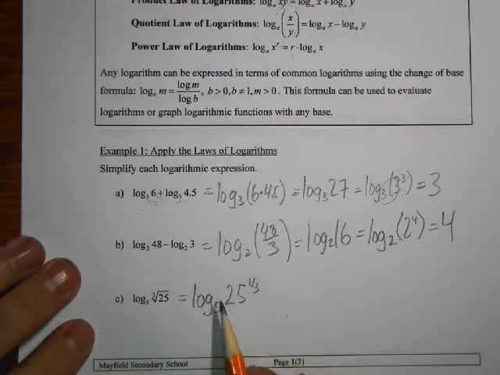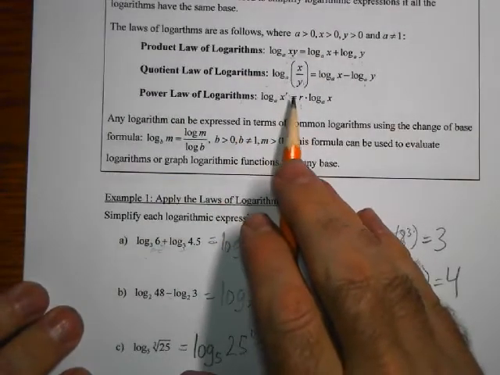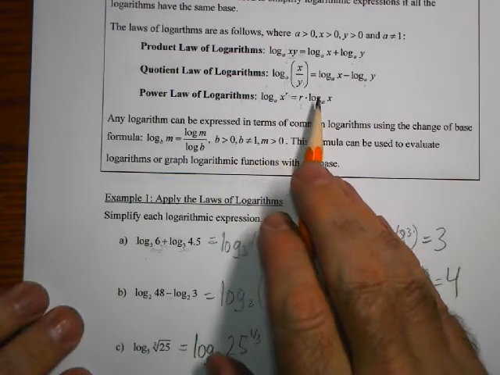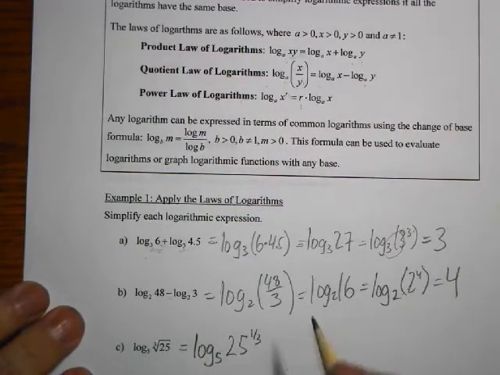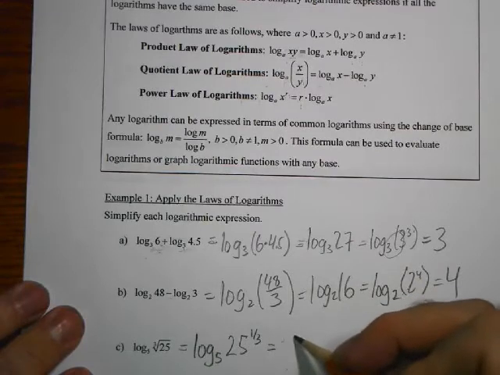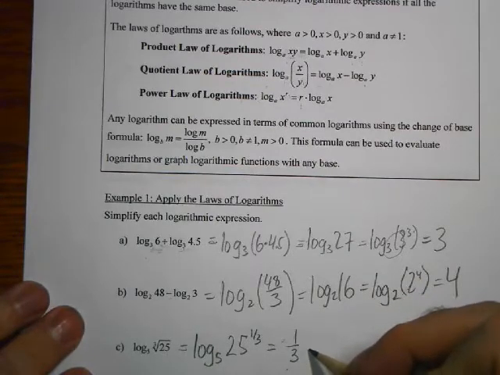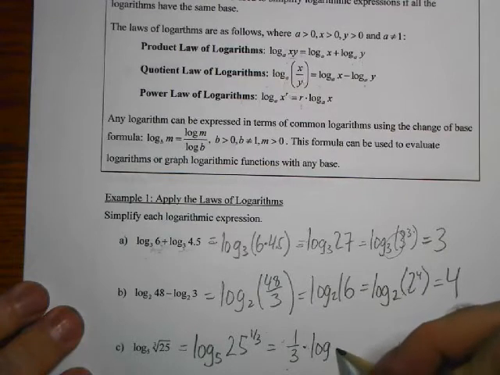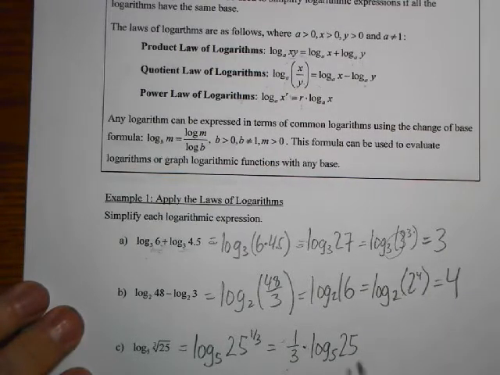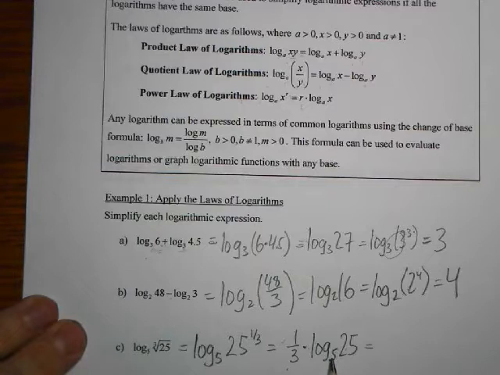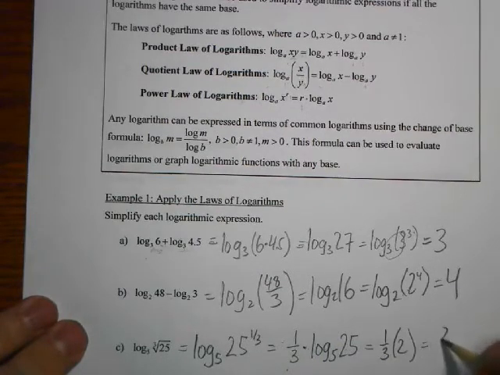Okay, and remember this is the power law here. So if I see something with an exponent out front, I can just move that exponent out front to the left of the log. So that's going to be equal to 1/3 times the log base 5 of 25. And this time I'll skip the intermediate step. What power do I apply to base 5 to give me 25? Well, that would be 2. So log base 5 of 25, that's 2. So it's 1/3 times 2, which is 2/3.